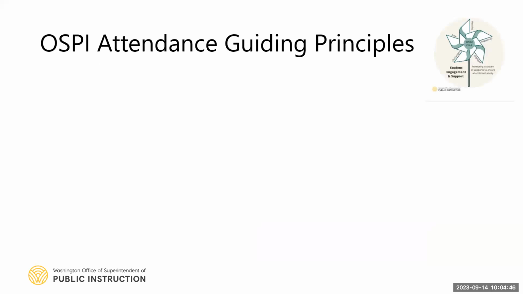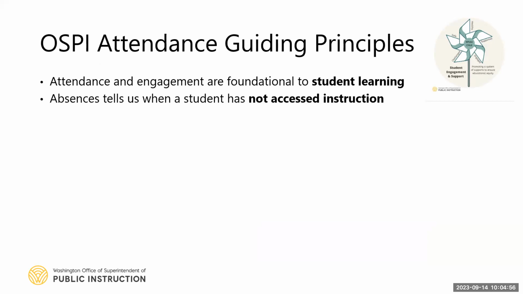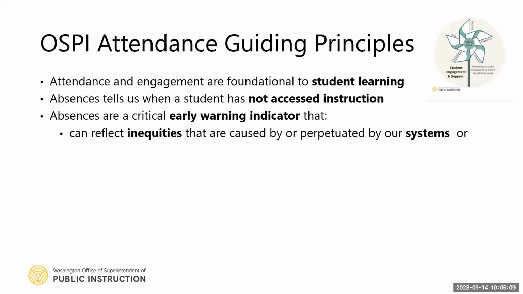I wanted to share OSPI's attendance guiding principles with you. First, attendance and engagement are foundational to student learning. If students are not in attendance, they cannot learn. Absences are a data point that tell us when students have not accessed instruction. And absences are a critical early warning indicator. And that early warning indicator can tell us a number of things. It can tell us if there are inequities that are being caused or perpetuated by our systems. They can also reflect when a student and family might need more support.